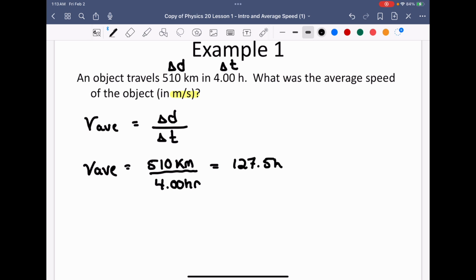127.5 kilometers per hour. Okay, now we have to remember this is not the final solution, so you do not want to consider this the final solution. I'll even write that here: not the final solution. We have to do more work with this. Here's what we have to do. We can do unit analysis, which I would highly recommend the first couple of times writing that through.